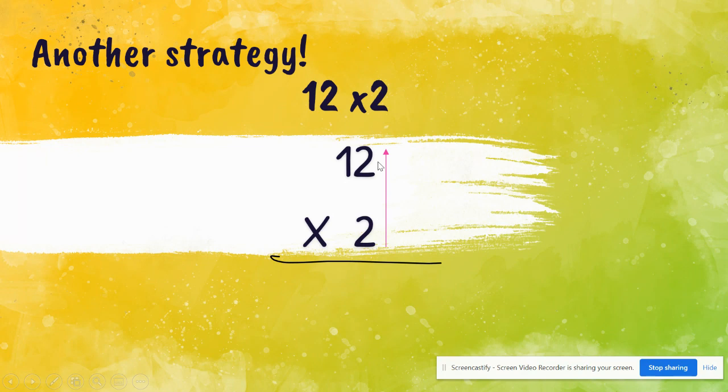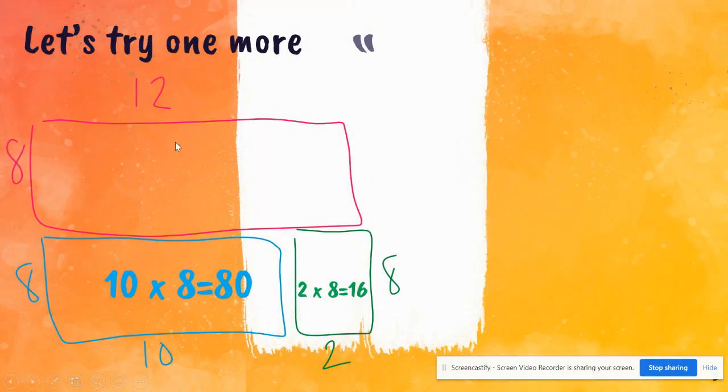First thing we do is we multiply up. So I'm going to do 2 times 2, okay, which equals 4. And then we multiply diagonally. So we do 2 times 1 equals 2. Gets us the same answer of 24. Okay, we're going to try one more. So for this, we'll do 12 times 8.